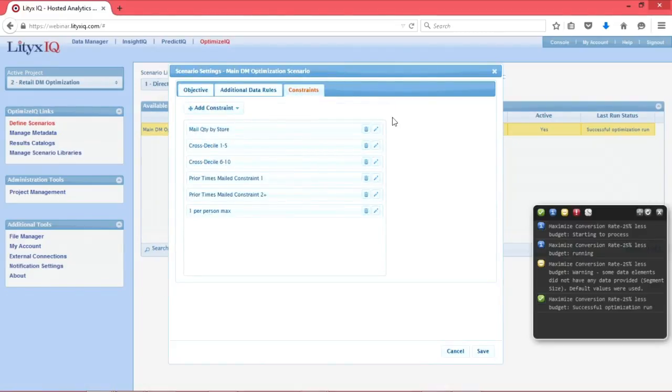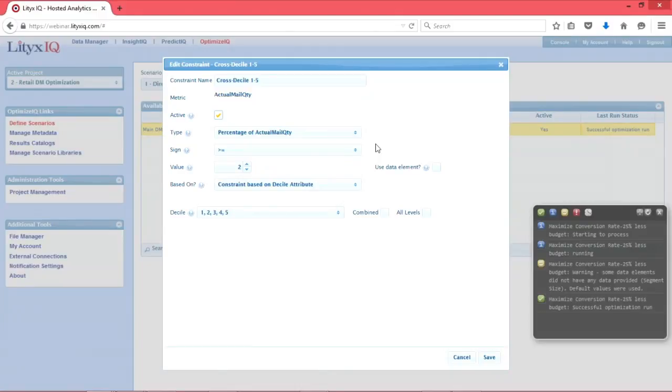And in addition to that, we have constraints along the lines of what I walked through in the PowerPoint. So we want to meet requested mailing quantities by location or by retail store. I have a couple of constraints in here that are focused on cross-decile testing. So this first one here is saying for deciles 1 through 5, let's ensure that the percentage of actual mail quantity that goes out, based on our recommended optimal plan, puts at least 2% of that quantity into each of these 5 deciles.